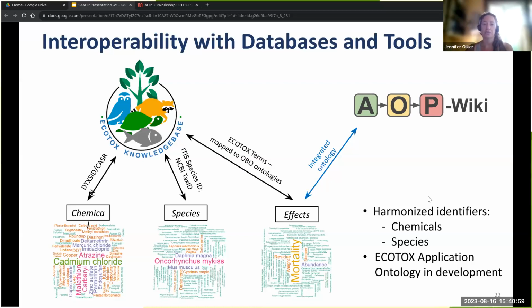And we're hoping that through this process, we'll be able to better interact and interface with the AOP wiki, either through the ontology-based annotations that have been done a few years ago, or with a future integrated ontology, or perhaps through the resources that Holly just described with the AOP-DB. All right, next slide.